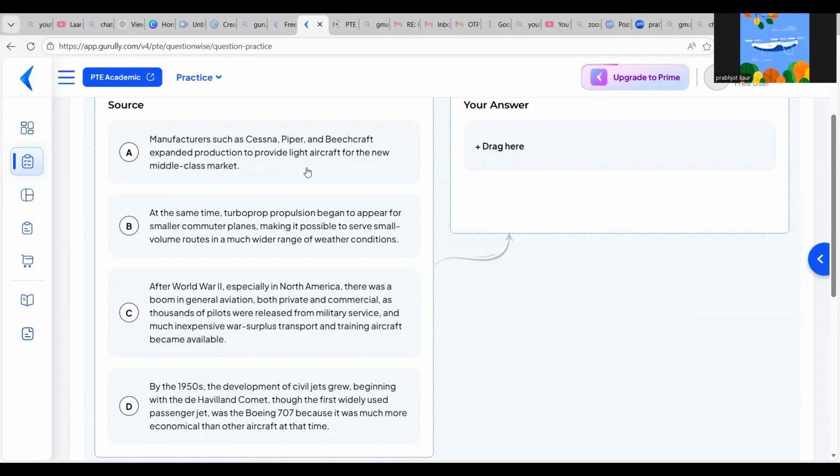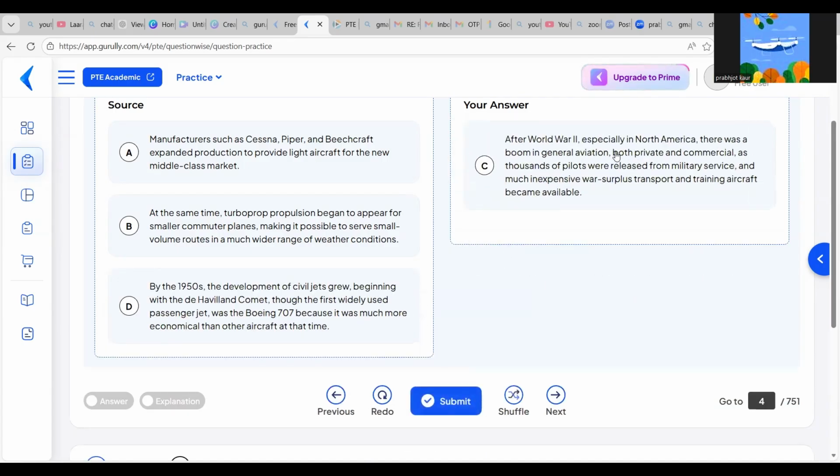Manufacturers such as, so here is a "such as" example. So we can't write that first. At the same time, we can't write that first. After World War II, especially in North America, there was a boom in general aviation, both private and commercial. So I think this one can be first.